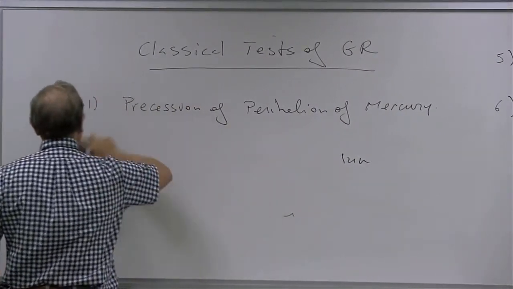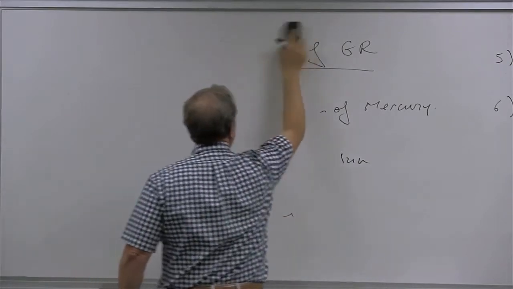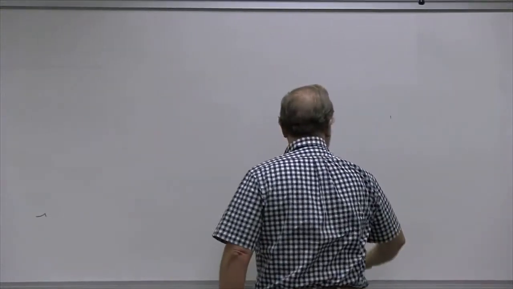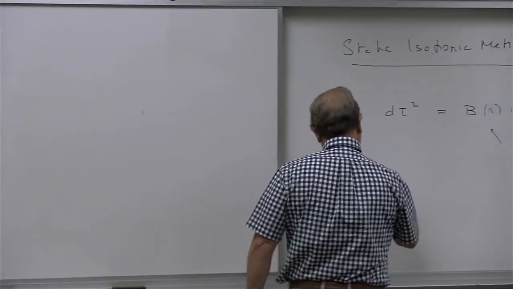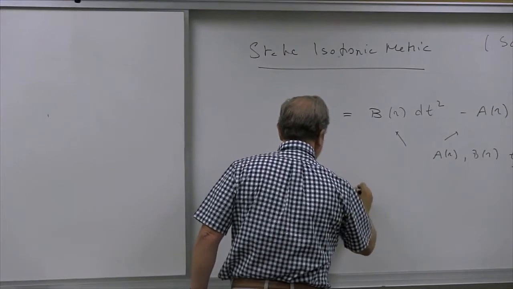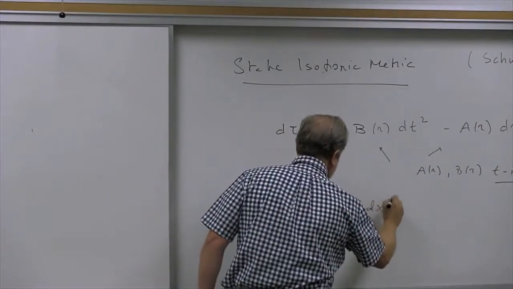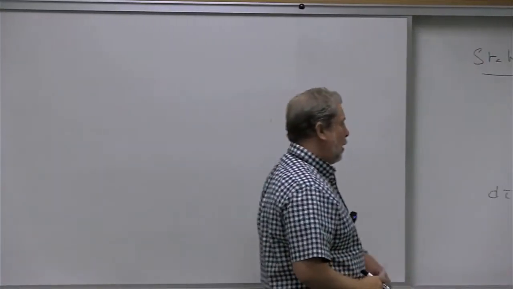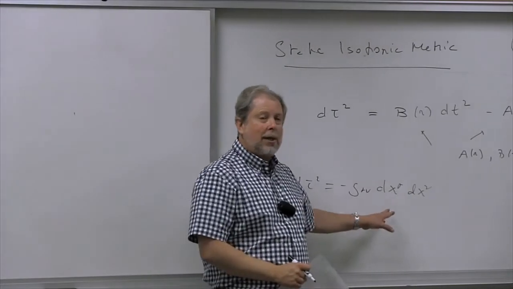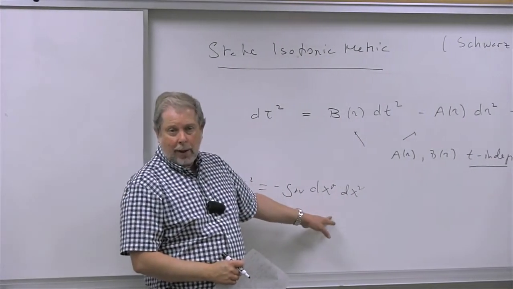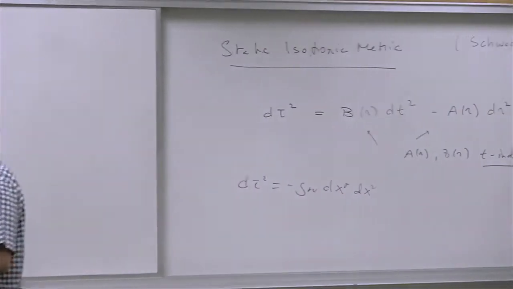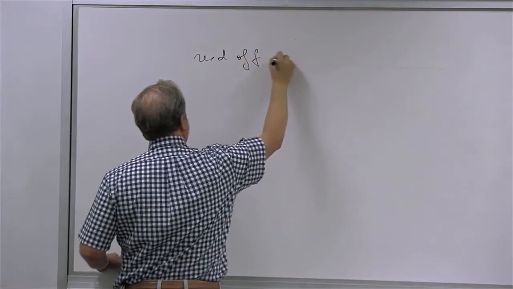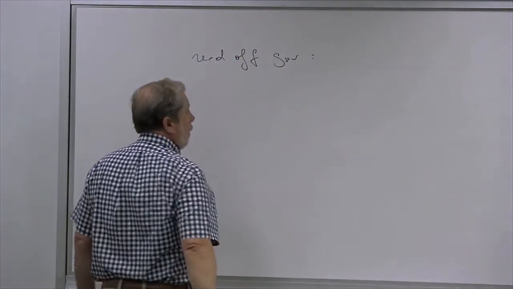Now you do remember that in our notation, d tau squared is minus g mu nu times dx mu dx nu. In other words, the line element is given by components of the metric times the increments in the coordinates. In this case, the increments of the coordinates are just dt, dr, and of course d theta and d phi. So you can read off the g mu nu from that.